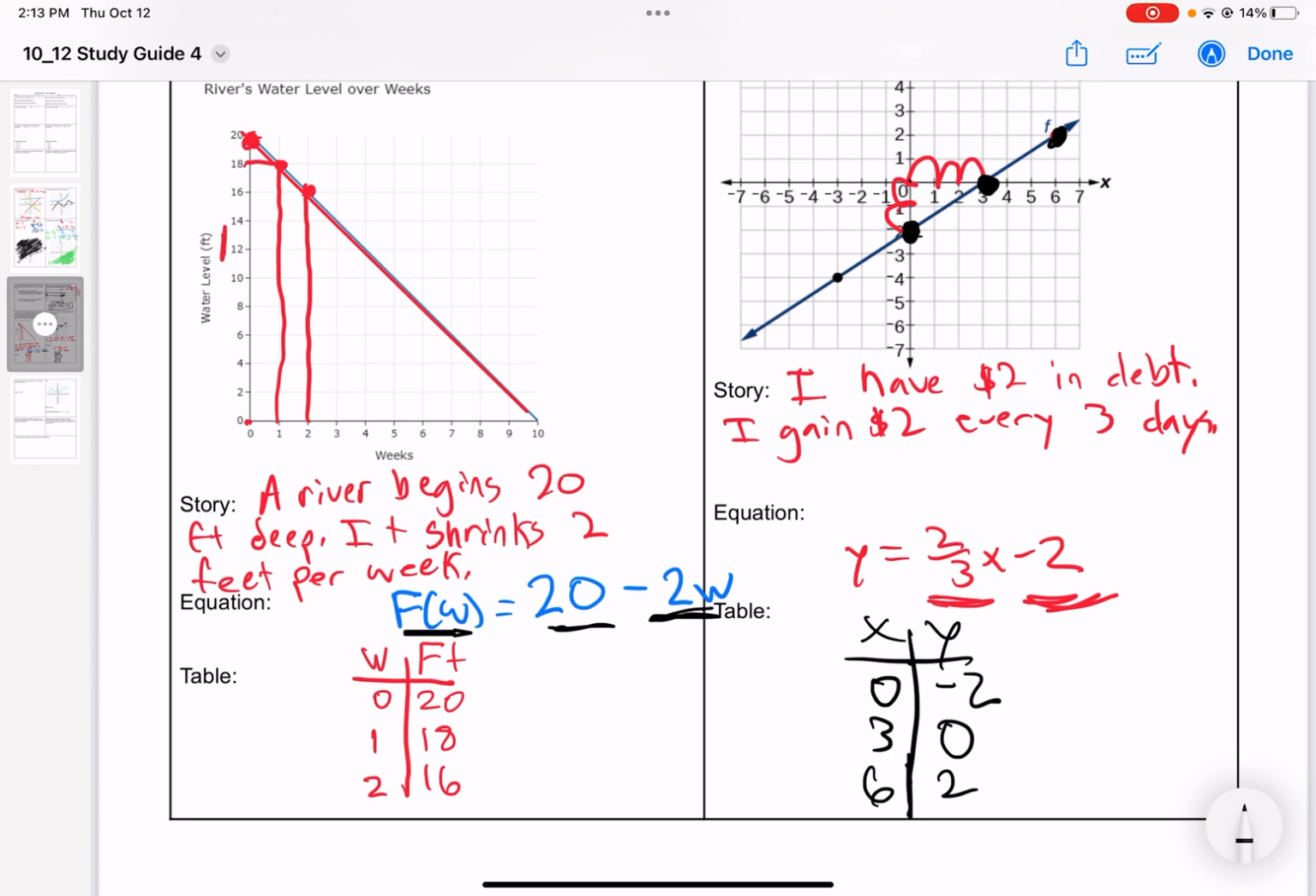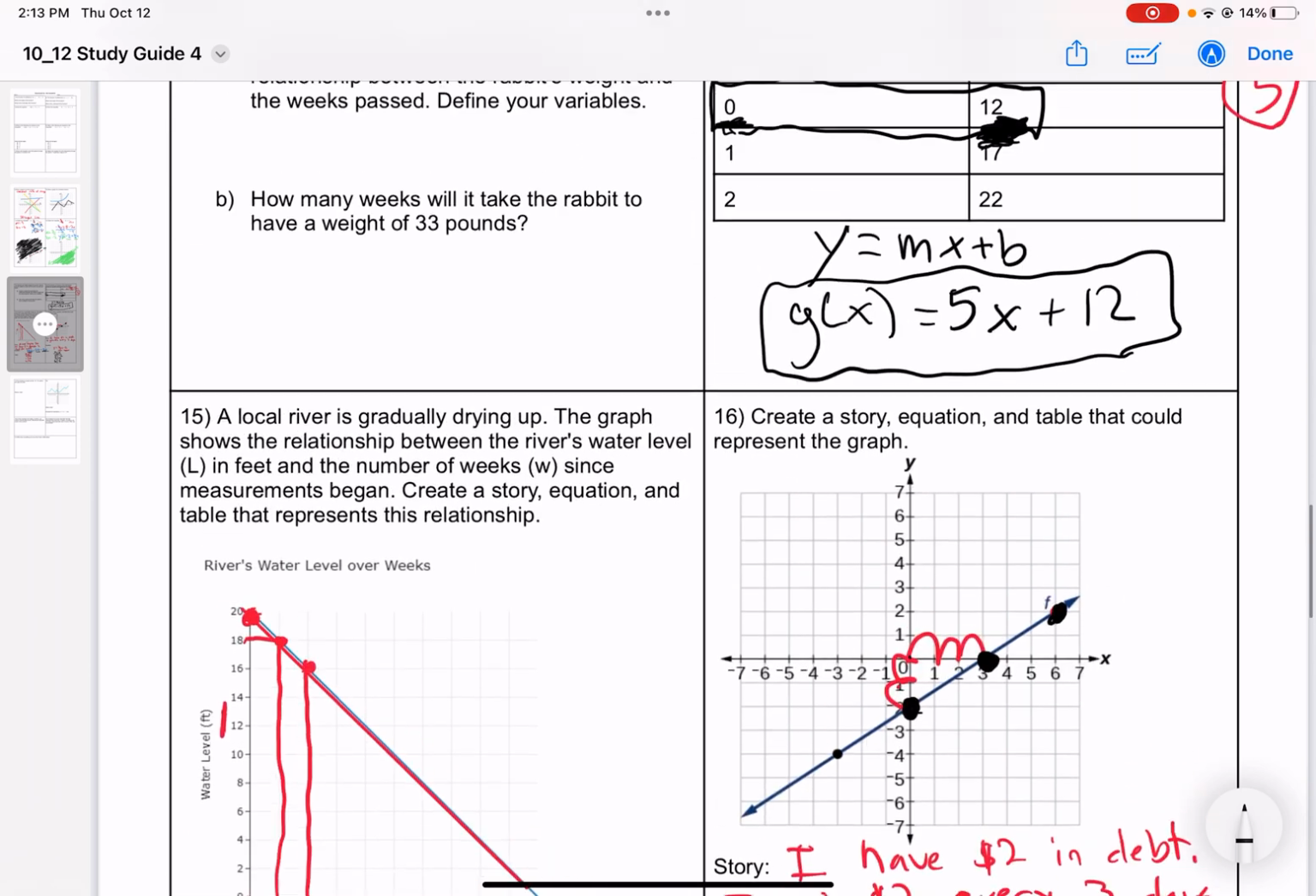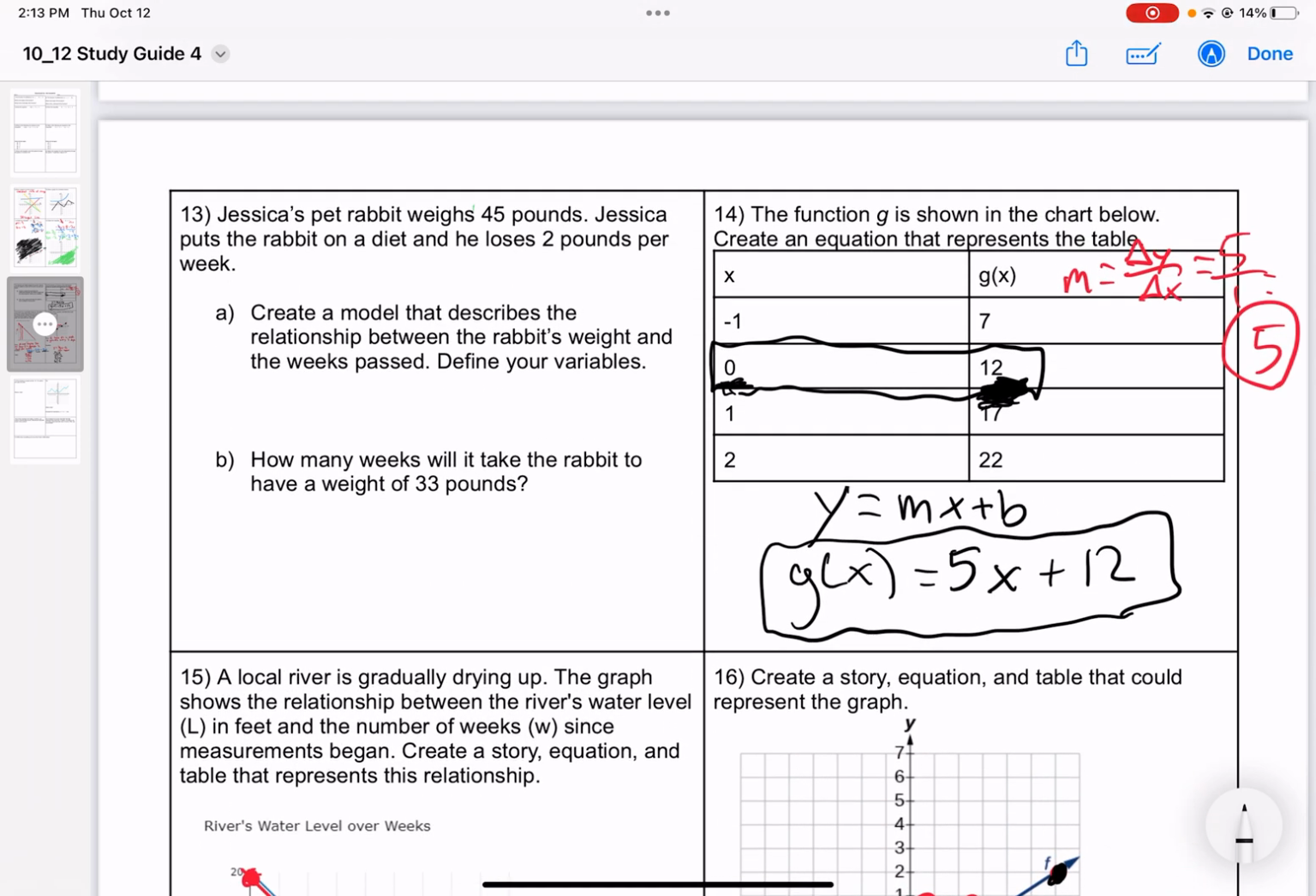Okay, that is it for this page of the study guide. Lastly, we have the last page, which will be the next video.